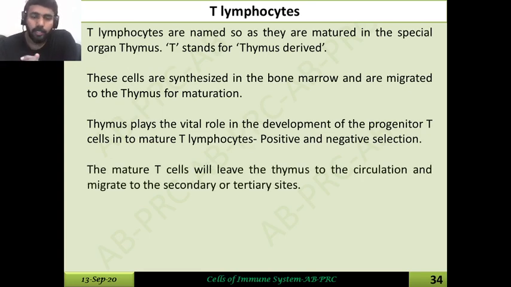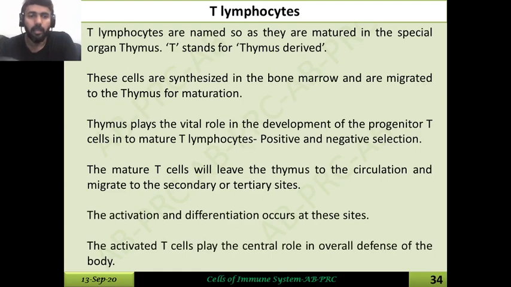And after maturation, the T cells will leave the thymus to the circulation. So after synthesis in the bone marrow, they are released into the circulation, then from there they migrate to the thymus, and after maturation they are again released into the circulation, and from there they usually migrate to the secondary sites or the peripheral tissues, and the rest we know, where they interact with foreign substances for the next level of differentiation and activation.